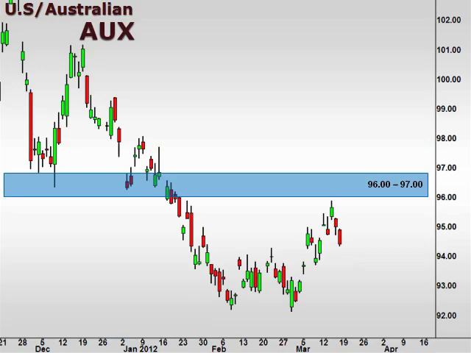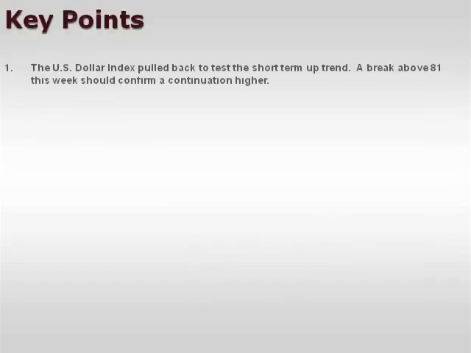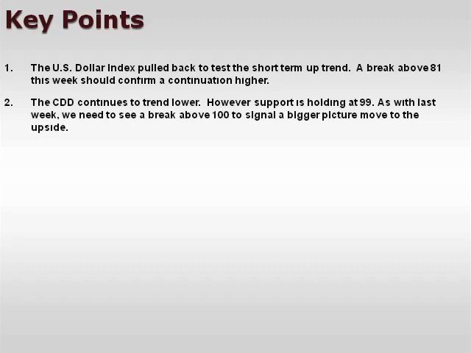Let's take a look at a few of our key points. First of all, the US dollar index pulled back to test the short-term uptrend. A break above 81 this week should confirm a continuation higher. The CDD continues to trend lower, however, support is holding at 99. As with last week, we need to see a break above 100 to signal a bigger picture move to the upside.